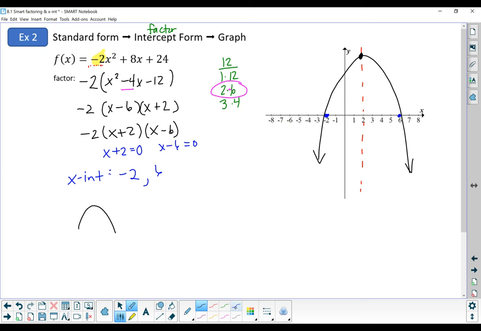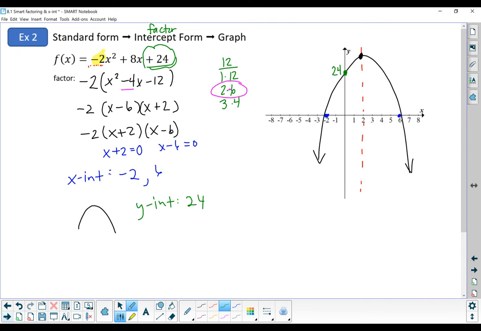We want to also mark the y-intercept of our parabola. Now the y-intercept we can get from standard form. And for this parabola, that y-intercept is 24. So I'm going to mark that on the graph. The y-intercept does not tell you anything about the vertex. The y-intercept tells you where it crosses the y-axis. So in this case, it is definitely below the vertex. The vertex would be up above it.